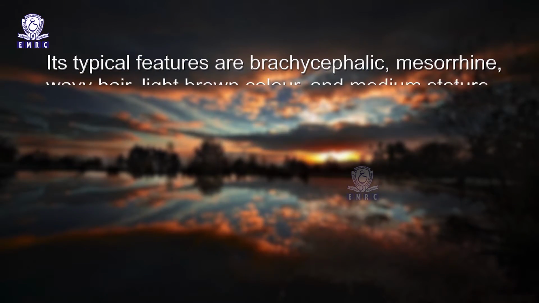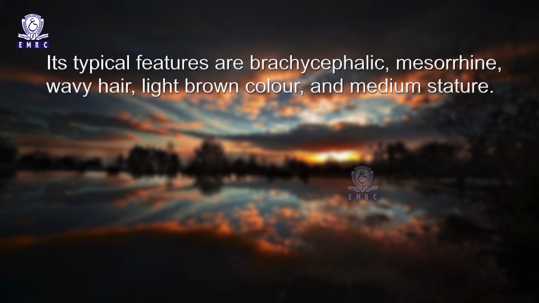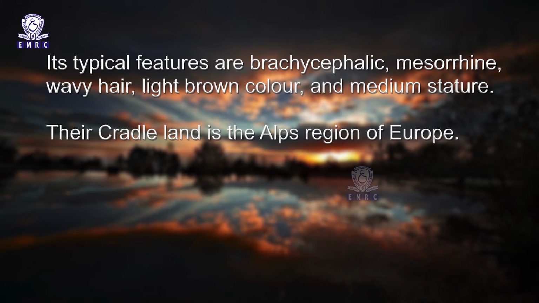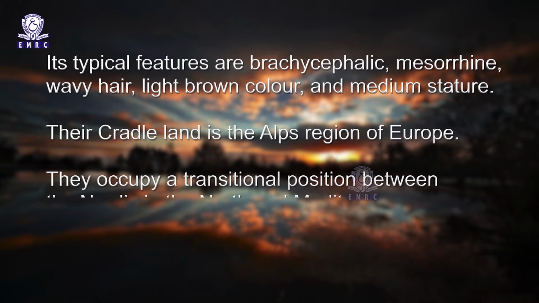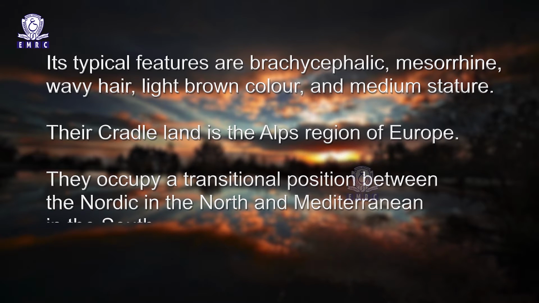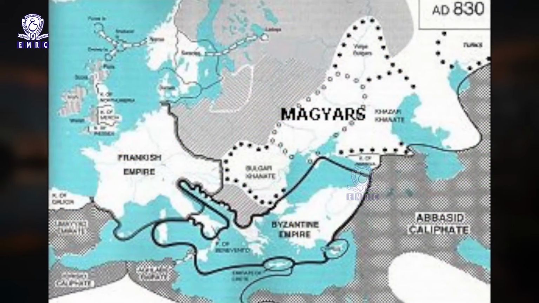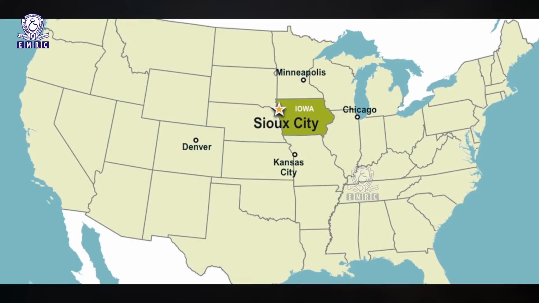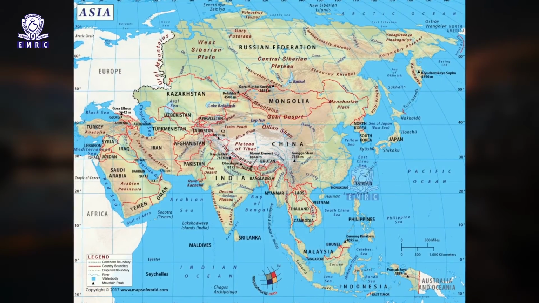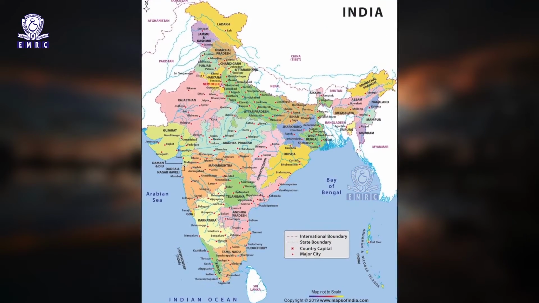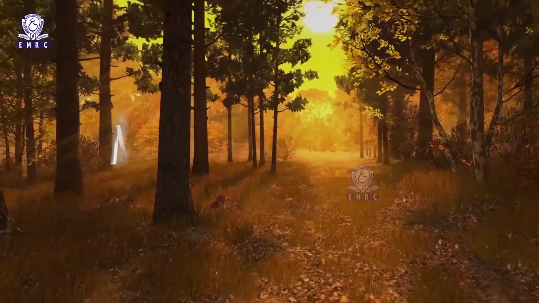Its typical features are brachycephalic, mesorrhine, wavy hair, light brown color and medium stature. Their cradle land is the Alps region of Europe. They occupy a transitional position between the Nordic in the north and the Mediterranean in the south. Their representatives are the Swiss, Slavs, Magyars, Finns and others in Europe. They also migrated to Asia, where their elements are found in India.